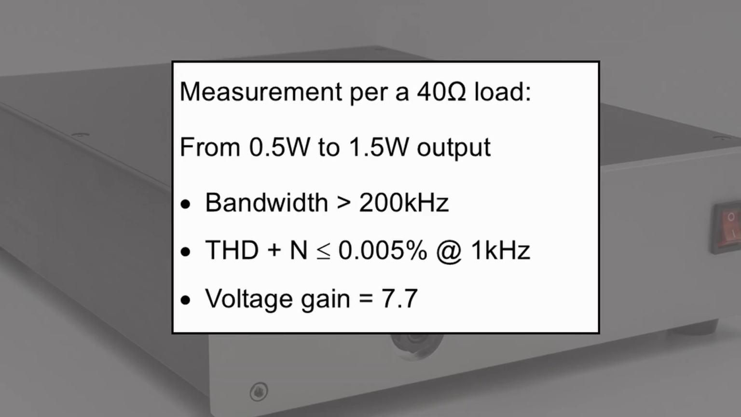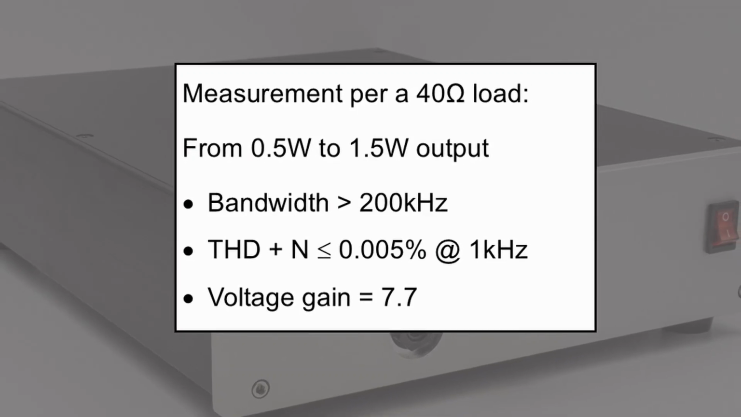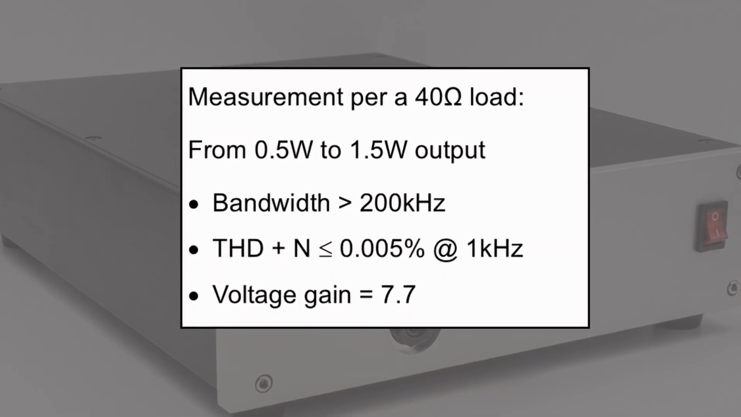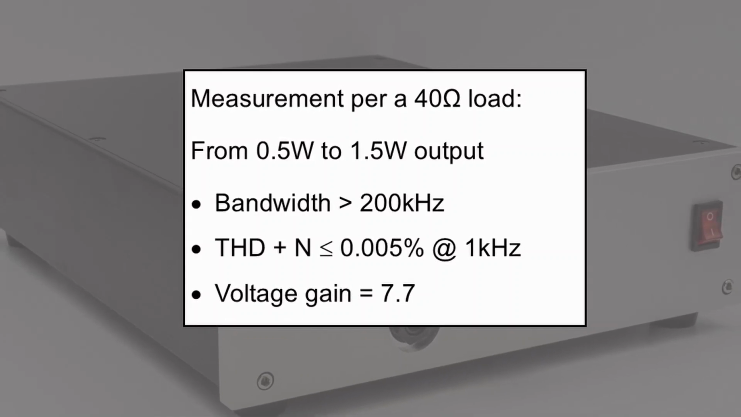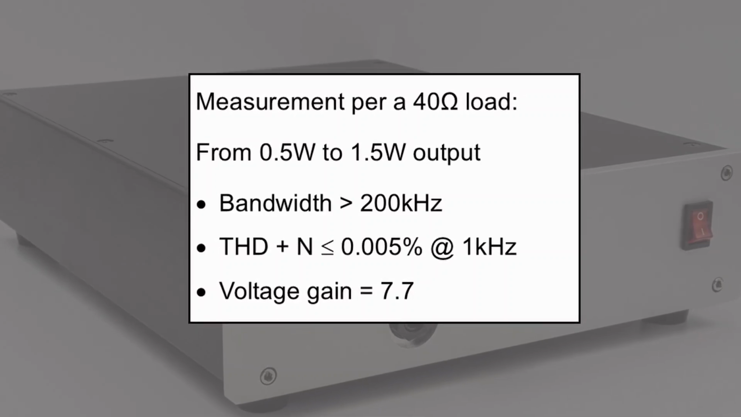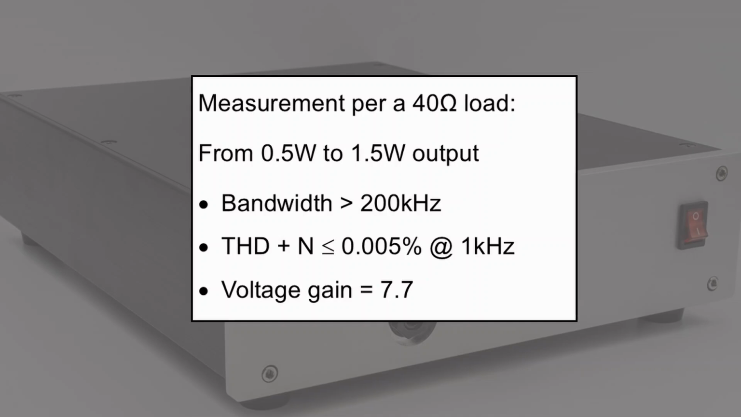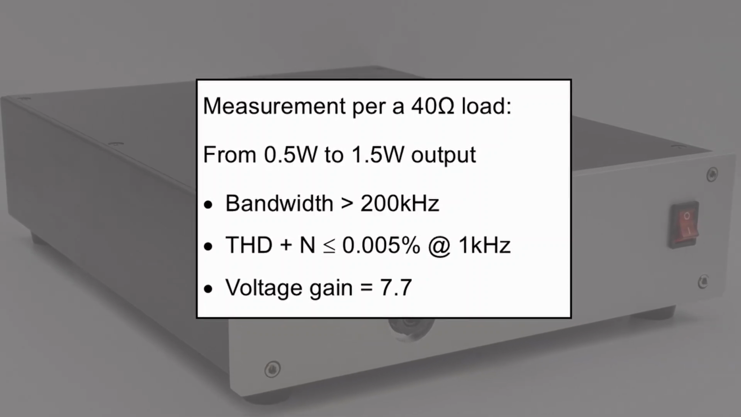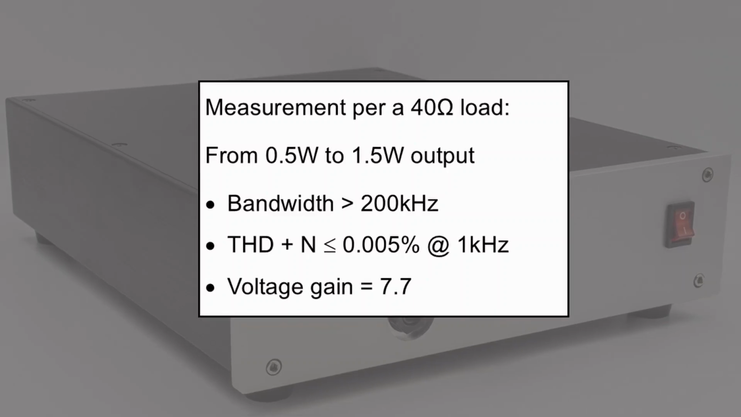This headphone amplifier offers excellent measured and sound performance. The distortion is less than 0.005% for output power up to 1.5 watts. This amplifier can deliver up to 2 watts except with a slightly higher distortion. This output power should be sufficient to drive most headphones available in the market today.